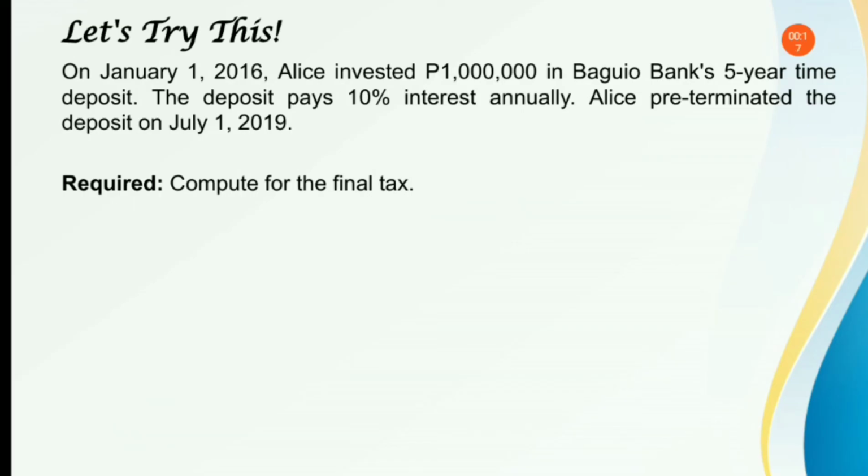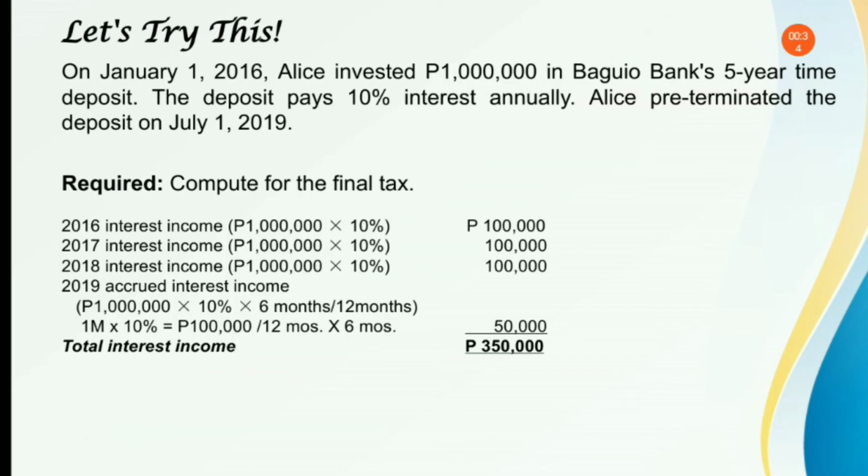So from January 1, 2016 to December 31, 2016, that is 1 year. So 1 million pesos times annual interest rate of 10%. So yung interest income niya every year is 100,000. So same goes with the year 2017 and 2018, tag 100,000.